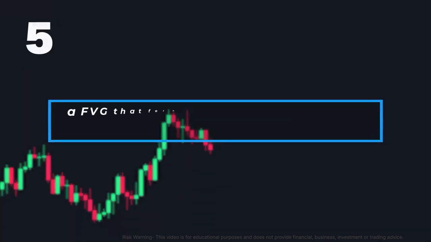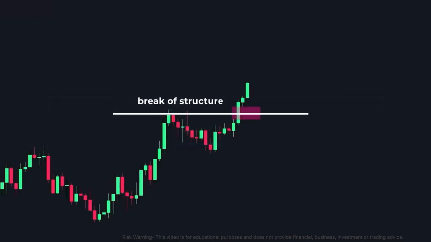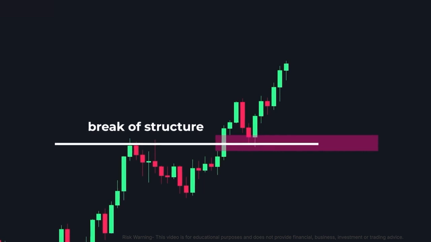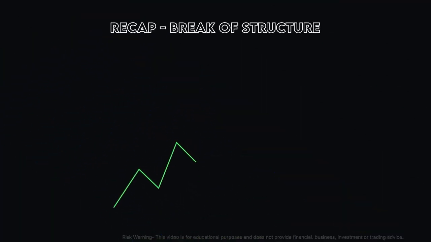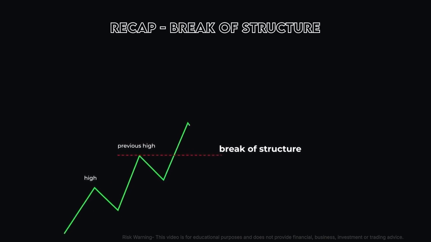Fair value gaps that form after a break of structure are gold, and if you manage to spot these types of fair value gaps, they have one of the highest win rates compared to other setups. You can spot these types of fair value gaps when they form near and after a break of structure, as the price action has a higher likelihood of reacting to this gap and bouncing from it compared to others. We have a video on break of structure and what it is, or rather BOS if you're unfamiliar, so be sure to check that out.